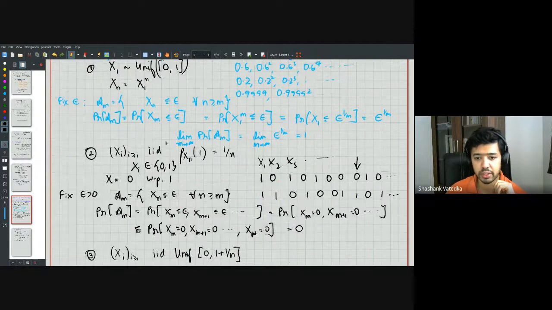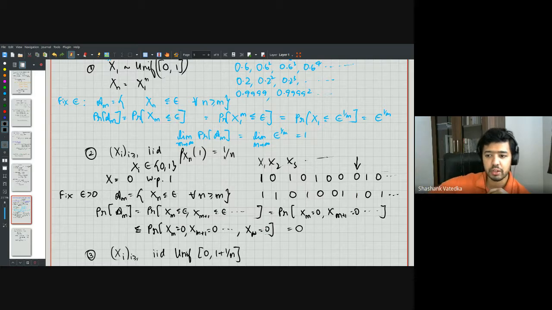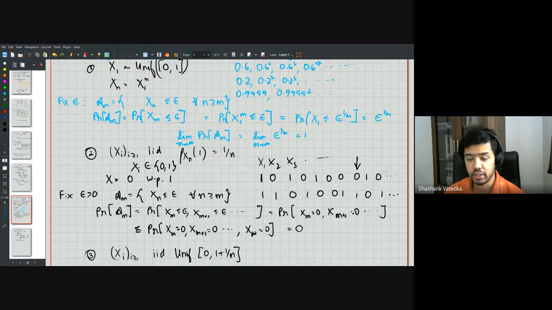But in this particular example, it is a small probability, but eventually you will encounter many ones. It will happen very infrequently, but for sure, you will see some ones beyond a certain point, right? Irrespective of which point you choose, beyond that, there will actually be infinitely many ones. They'll be very, very far apart, but there will be ones for sure. So that is why this sequence does not converge almost surely to zero. Any questions?